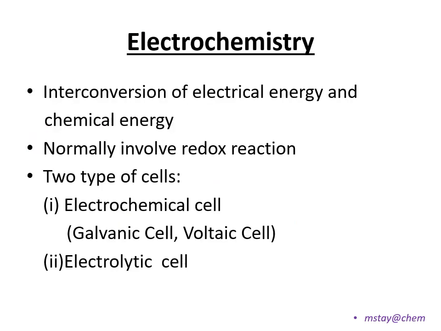Let's have a brief idea about the content in electrochemistry. Basically, it involves the interconversion of energy, electric energy and chemical energy, where normally it will involve the redox equation. There are two types of cells involved in electrochemistry. The first one is the electrochemical cell, which can also be known as the galvanic or voltaic cell. So in this video, we will focus on this part. The second part, in 3.3, will cover the electrolytic cell.